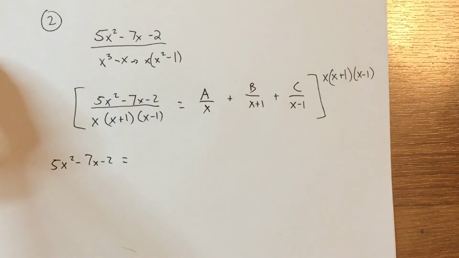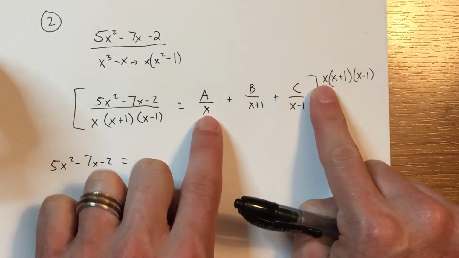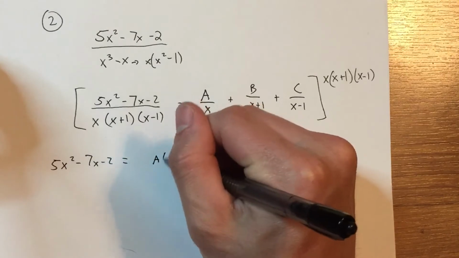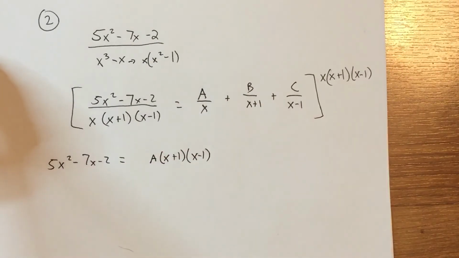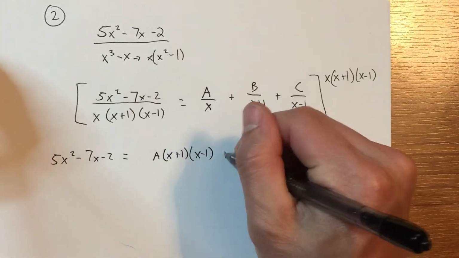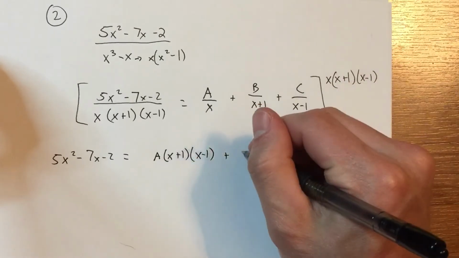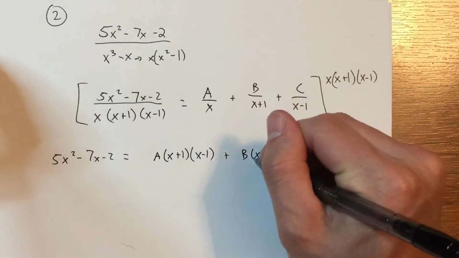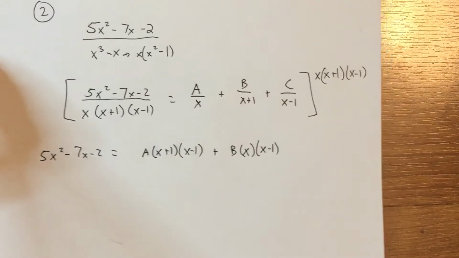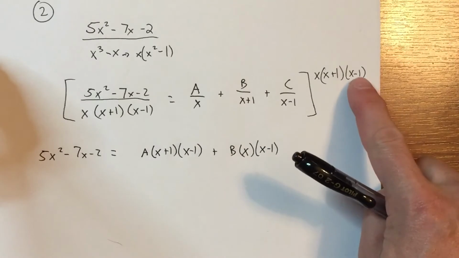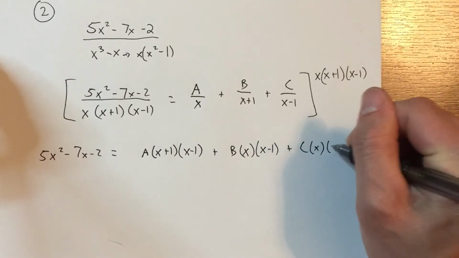Now we kind of just need to look at what's going to cancel out. Well, x and x is going to cancel out, right? So I'm going to have A times x plus 1, x minus 1. We'll multiply this out on the next line. X plus 1 is going to cancel out that x plus 1 there. So I'm just going to have B times x minus 1. This x minus 1 is going to cancel out that x minus 1. So we're going to have C times x plus 1.